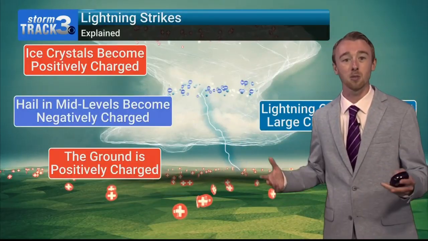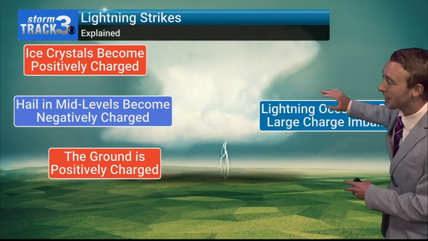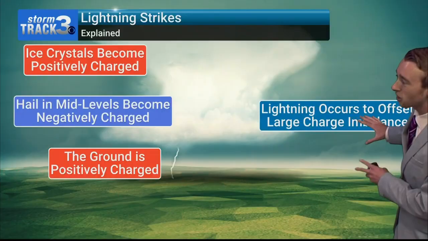So we know what happens with static electricity. Those two charges interact with each other, and that's when lightning strikes. It's trying to offset the large charge differential, the imbalance between that negative charge in the storm and the positive charge at the surface. And that's why we see those bolts. It's, of course, electricity, a lot of power there, and that's how this all occurs.